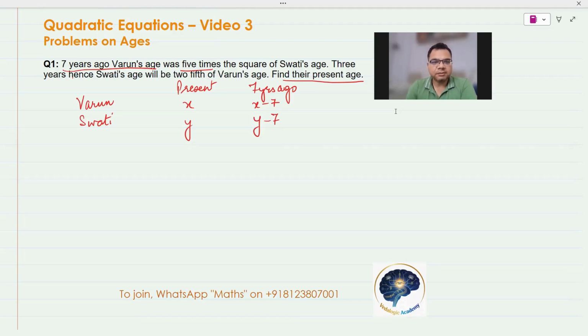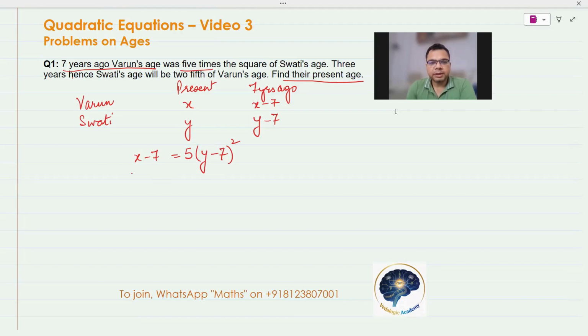So it says Varun's age was 5 times. So Varun's age before 7 years was x minus 7. It was 5 times the square of Swati's age. So I have Swati's age and I have to square it. Then only you find the value of Varun's age, right? So that's the first equation. Now let's try to simplify it.